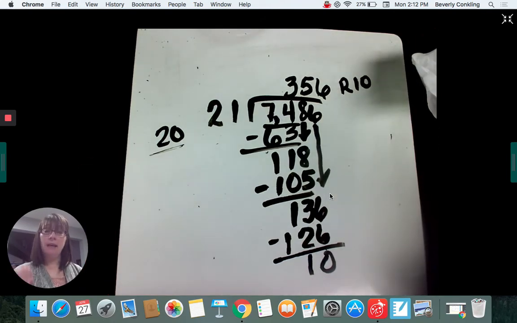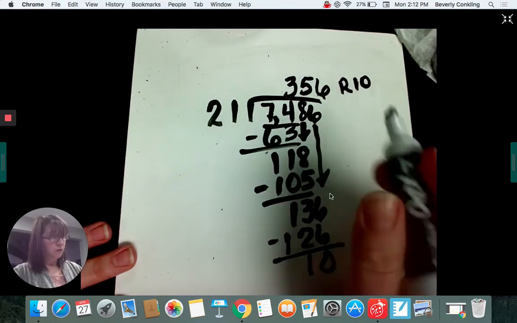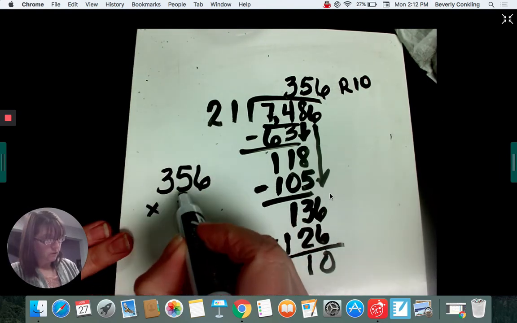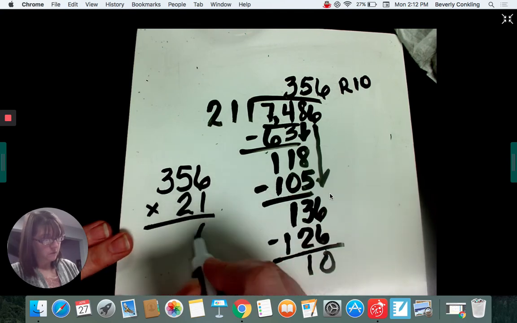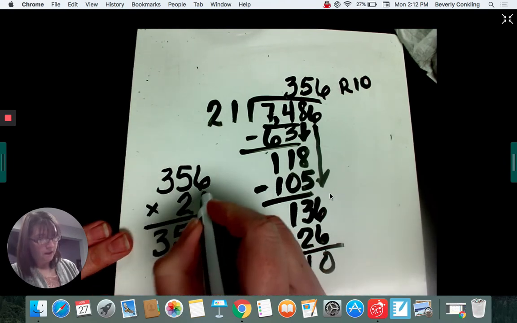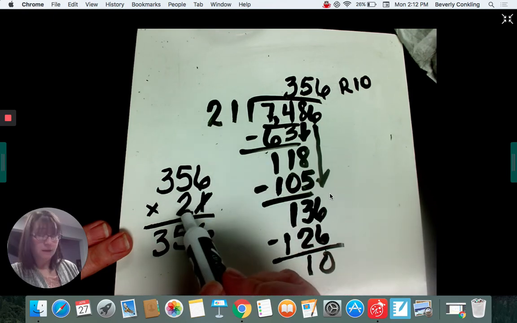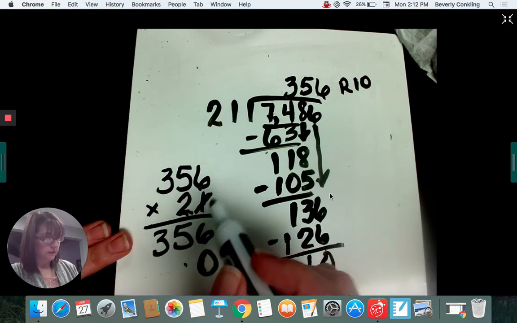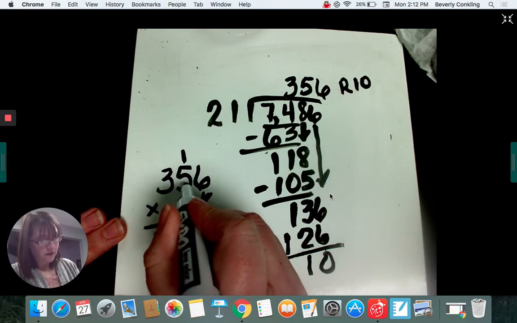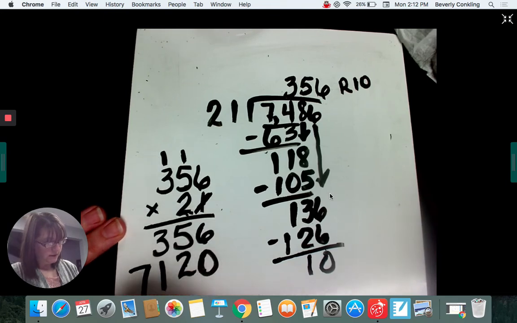But now I need to check my work and make sure that I did this correctly. Okay, so I'm going to take 356 times 21. Okay, so 6 times 1 is 6. 1 times 5 is 5. 1 times 3 is 3. I'm done with that 1, so remember to put down a 0, okay, to hold that 1's place, because now I'm working with my tens, so my first answer has to be in the tens place. 2 times 6 is 12. 2 times 5 is 10, and 1 more is 11. 3 times 2 is 6, and 1 more is 7.